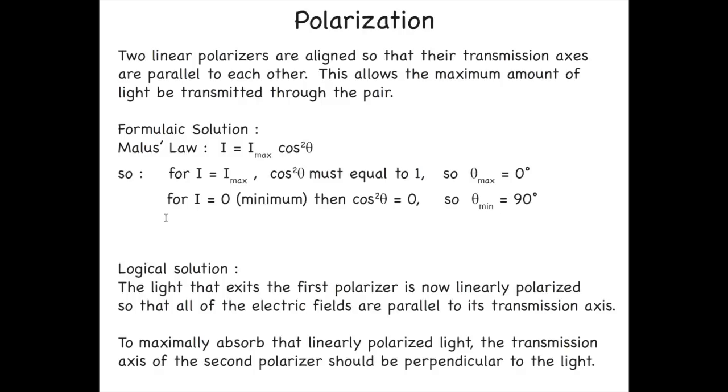That's the mathematical solution, but you can kind of logic it out, right? The light that exits the first polarizer is linearly polarized so that all the electric fields are parallel to the transmission axis, which is vertical in our case. To maximally absorb that linearly polarized light, which is now vertically polarized, the transmission axis of the second polarizer would need to be horizontal, right? Completely perpendicular to the light. So that means we have to rotate by 90 degrees.